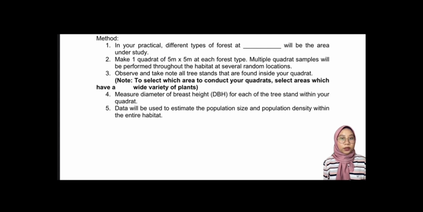After that, measure the diameter and height of each of the trees that stand within your quadrat. Lastly, the data will be used to estimate the population size and population density within the entire habitat.